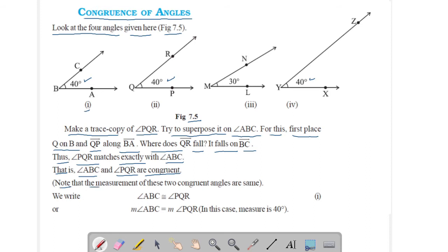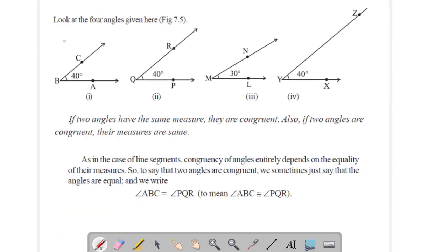Note that the measures of these two congruent angles are the same. So we write angle ABC is congruent to angle PQR, or you can say measure of angle ABC equals measure of angle PQR. In this case, the measure is 40 degrees. Here small m represents measure.